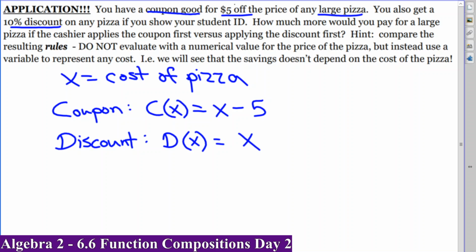And remember, we're taking the original price of the pizza and we're going to be subtracting or removing 10%. 10% off. So 10% as a decimal is 0.1. Right, 10% of whatever the cost of the pizza is. And we actually can rewrite that as 0.9x. Okay, which makes sense. If I take 10% off the price, that means I'm just paying 90% of the original cost.